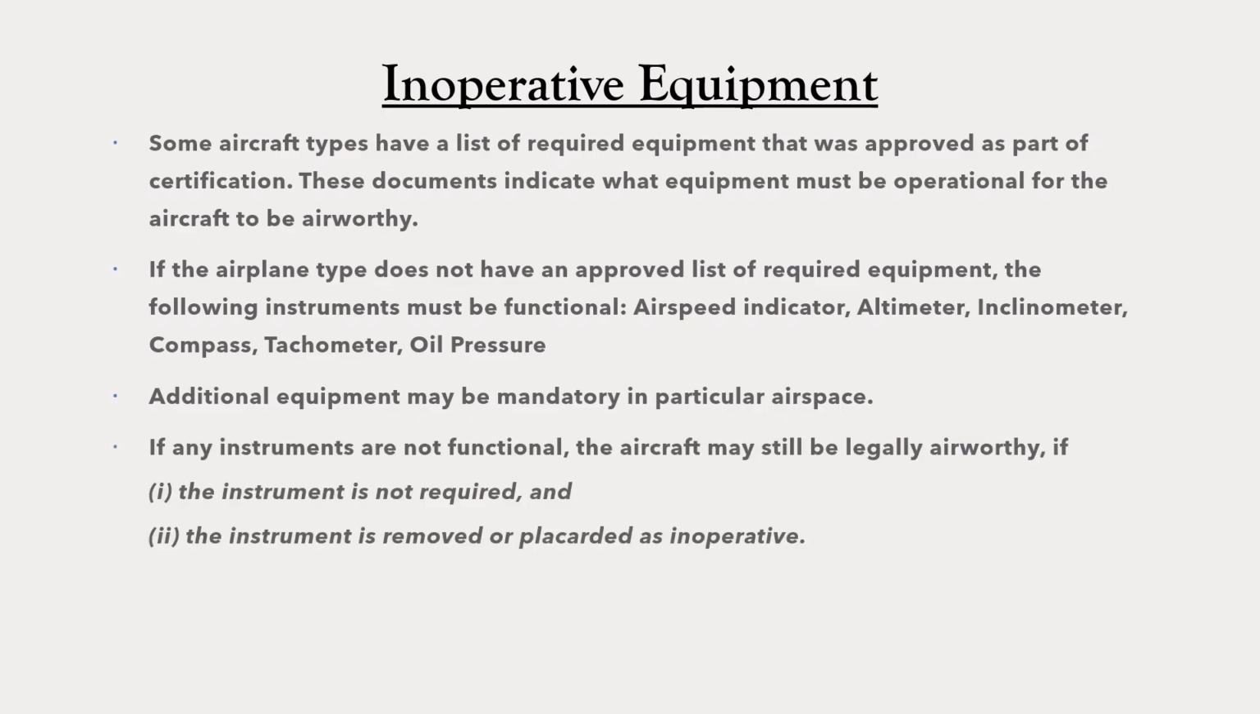If any instruments are not working, here's the test for whether the airplane is still legal to fly. First, is the instrument required according to either the minimum equipment list or the standard list? If not, the instrument has to be either removed from the airplane or marked as inoperative so that a pilot won't be confused and accidentally follow instruments that are telling him wrong information.